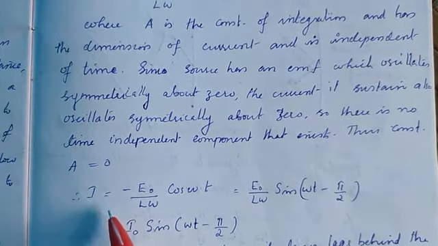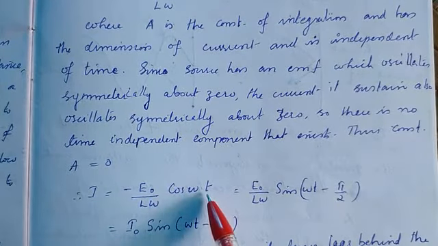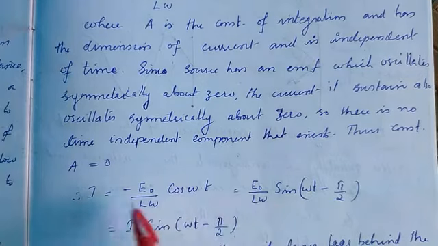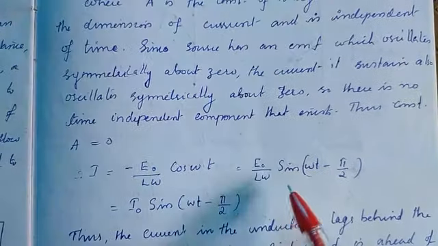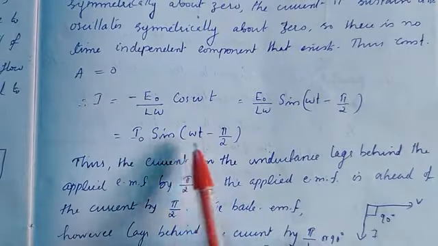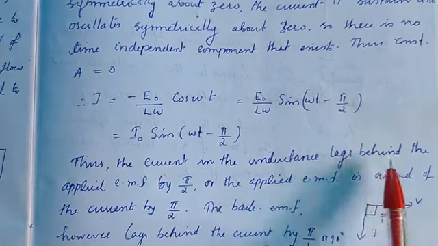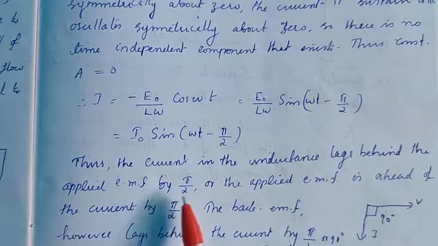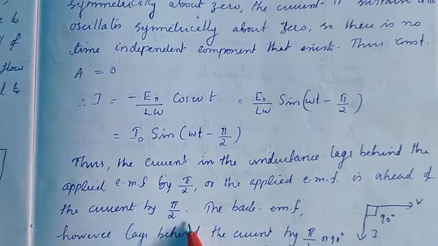So that I can be written as minus E0 by L omega into cos omega t. Since there is a minus sign and this is a cos factor, we can represent it as sin omega t minus pi by 2. So we will get I0 sin omega t minus pi by 2. Thus the current in the inductance lags behind the applied EMF by pi by 2, or the applied EMF is ahead of current by pi by 2.